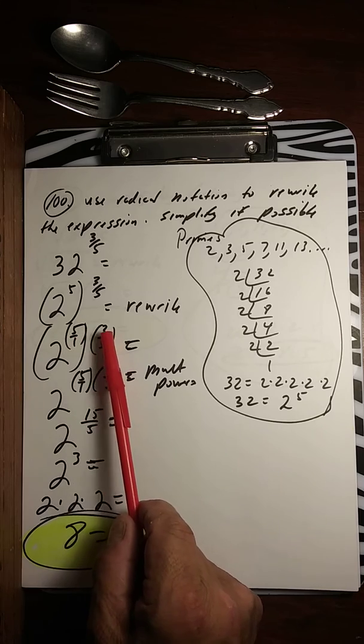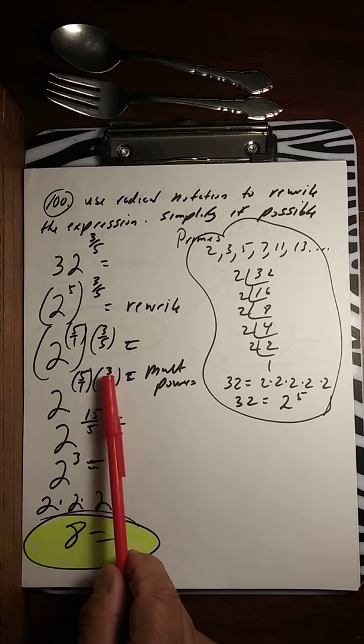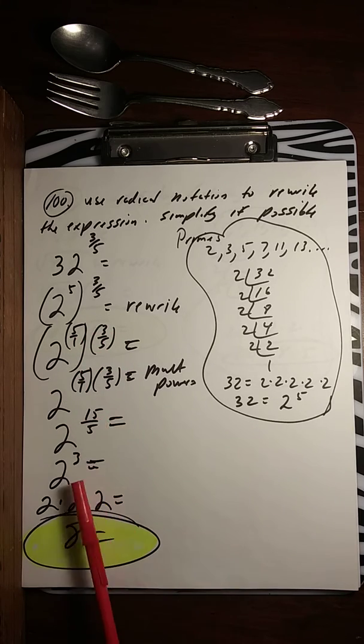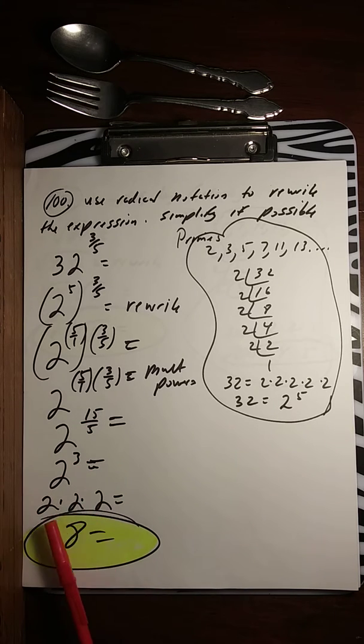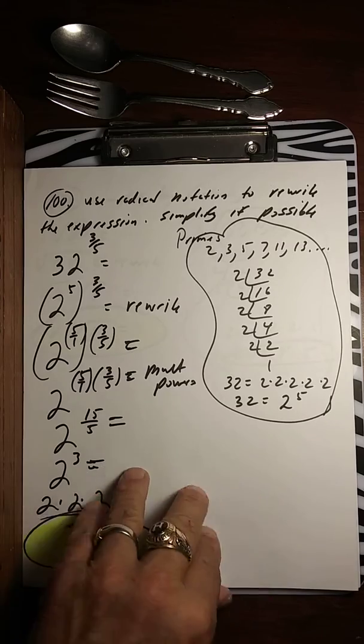So 5 over 1 times this number, multiply these powers. 3 times 5 is 15, over 5. Divide those numbers, it is 3. 2 to the 3rd power is what? 2 times 2 times 2. 2 times 2 is 4, times 2 is 8.